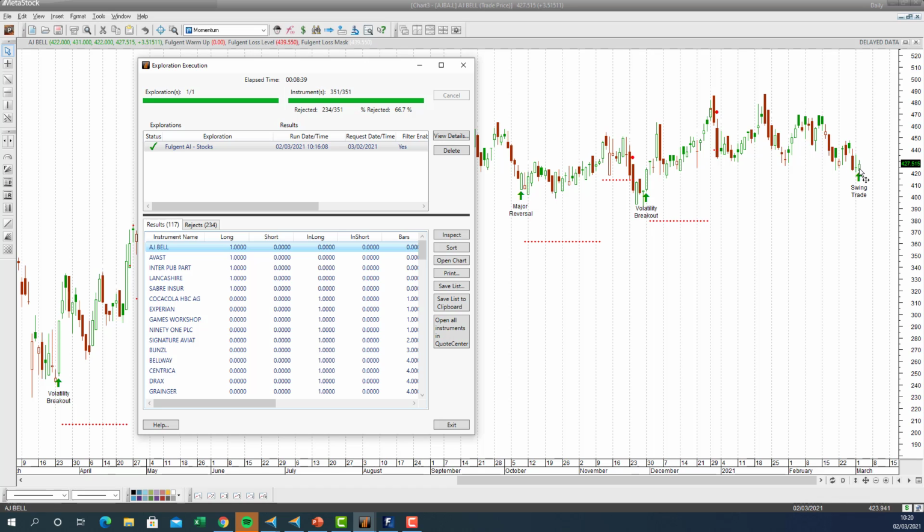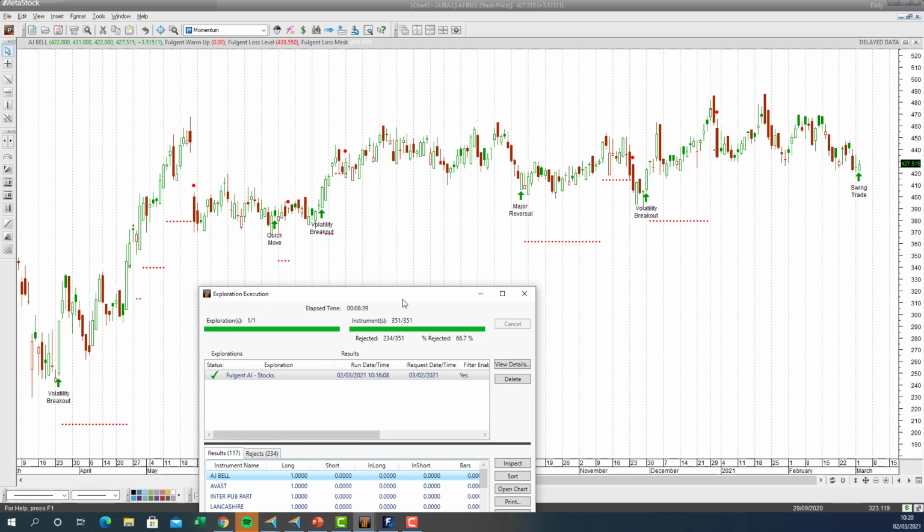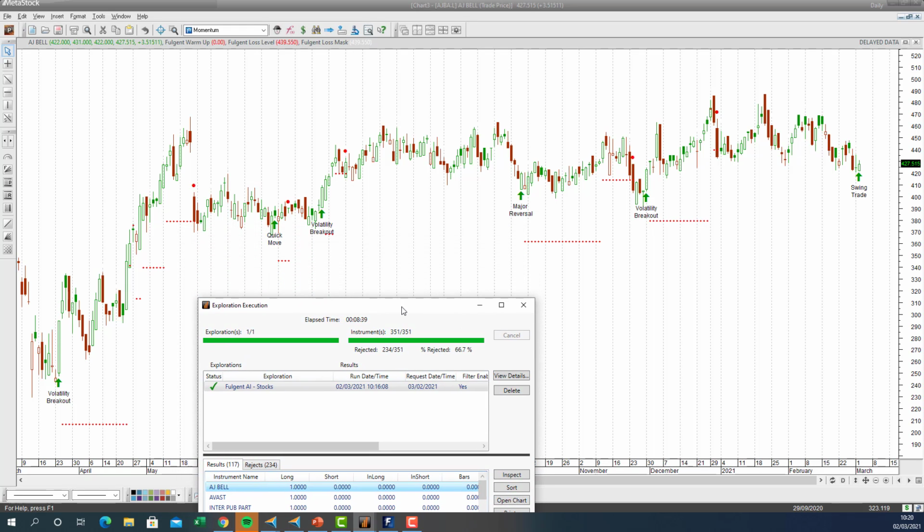You can see there's a swing trade opportunity there, fresh signal. We can see some of the other swing trade and volatility strategies brought some fantastic trades here. You can see there's a trailing stop loss, quick move, volatility breakout. The AI gives you an early warning signal. It might be time to take some profit off the table. Major reversal there, volatility breakout.